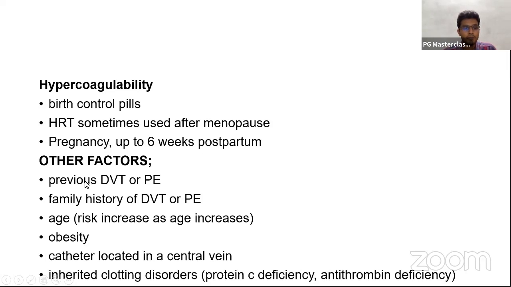Other factors include past history of deep venous thrombosis or pulmonary embolism, and any family history of DVT or pulmonary embolism. Age: risk increases as age increases, as it has been proven that the elderly have a hypercoagulability state. Also obese individuals, and a catheter located in a central vein. And other factors include inherited clotting disorders, protein C deficiency, and antithrombin deficiency.